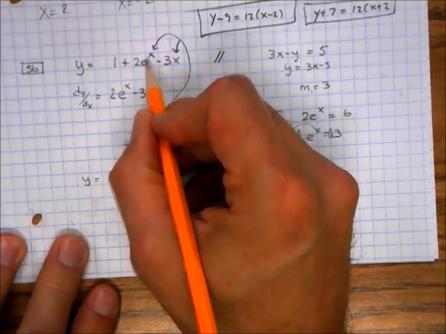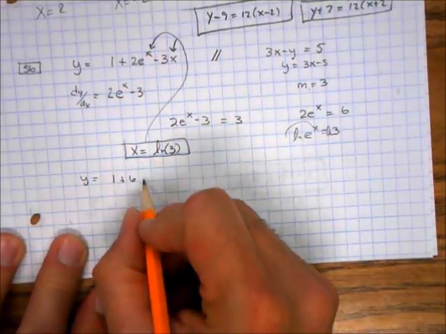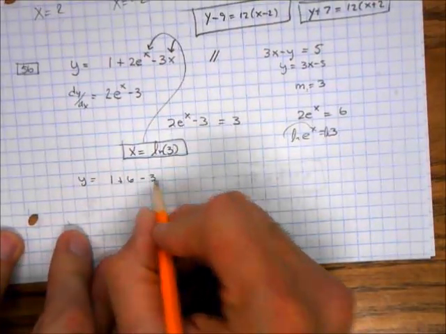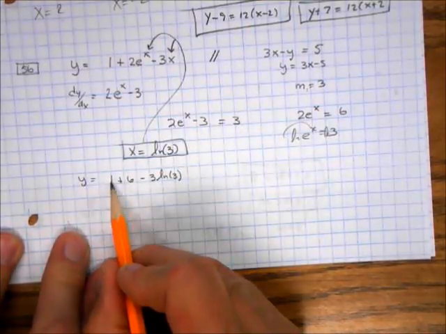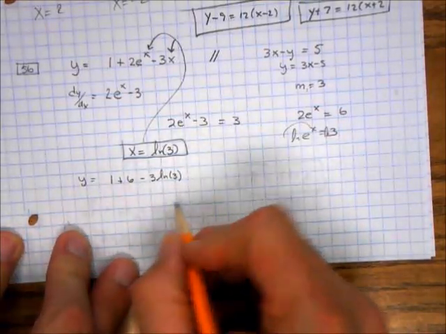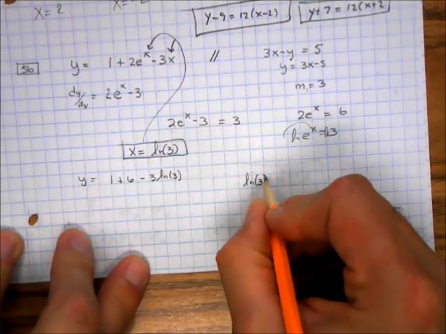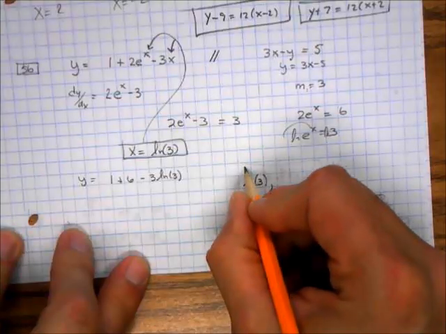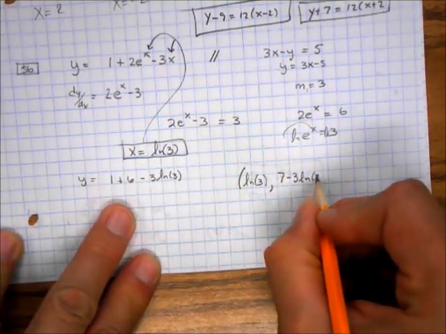Since they're inverses, I get 3 times 2 is 6. Okay, minus 3 natural log of 3. I'm just going to leave it like that. Okay, I can put those together. And so my ordered pair is this: the natural log of 3, comma, 7 minus 3 natural log of 3.